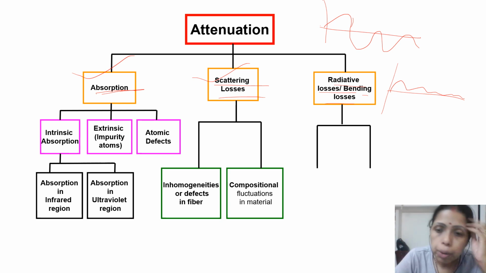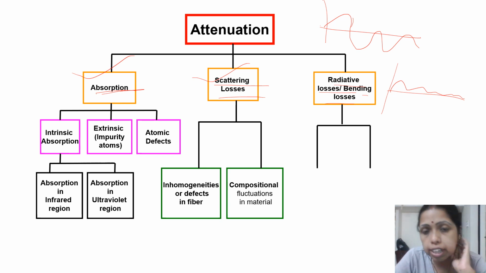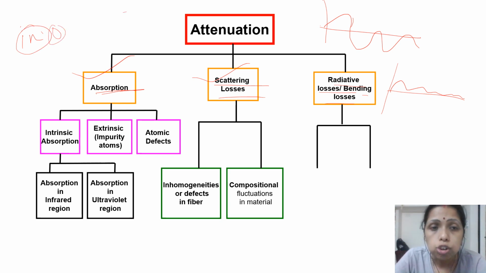And the optical fiber will not give the exact output, whatever input we are sending into one end of the fiber. I am not getting that at the other end of the fiber, so there is a reduction of the output. Okay, so what is absorption?